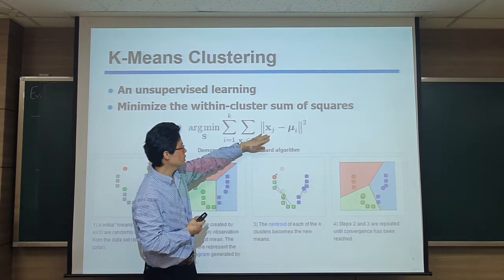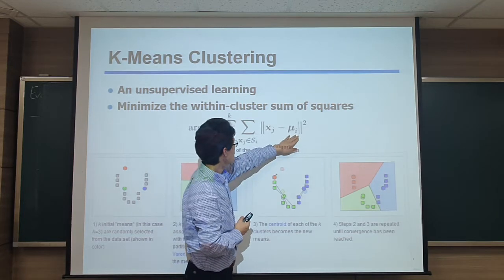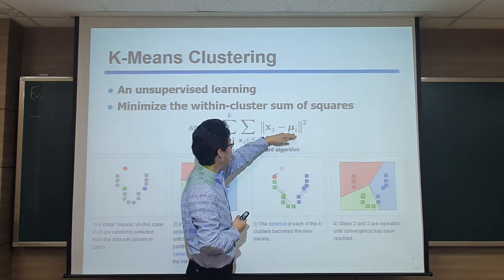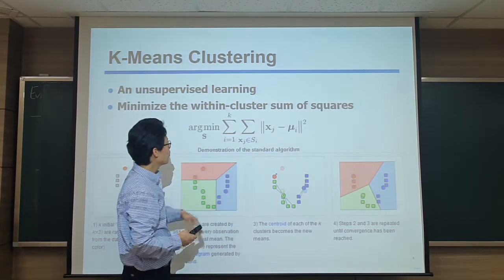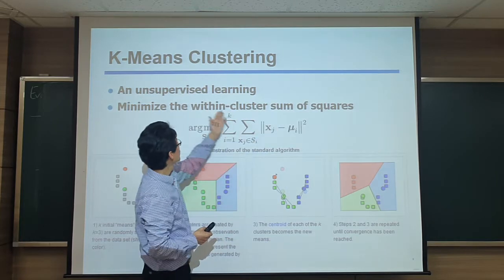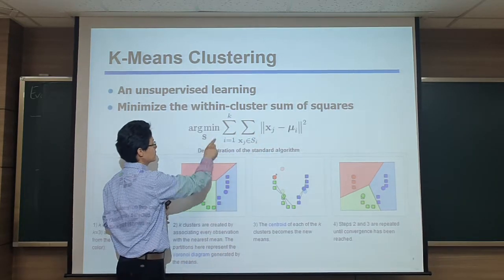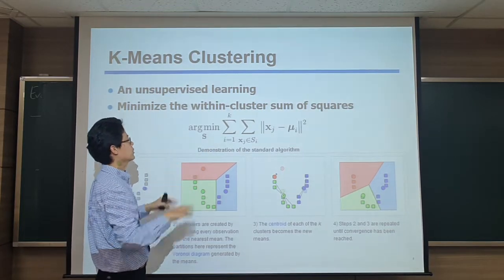Xj, you can treat as each individual feature, and ui is the center of each i's cluster, and we are measuring the L2 distance between them, and we want to minimize this within-cluster sum of squares. Here, Sj, the S, is our assignment, basically our clustering result.